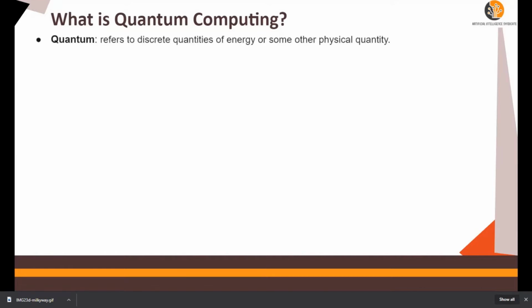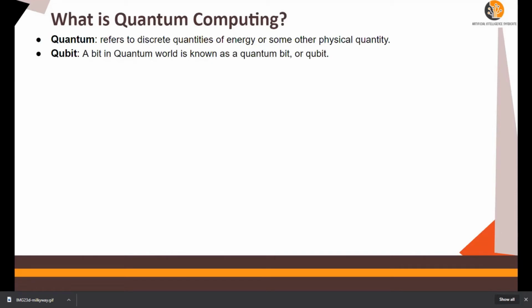Let's look at those. Quantum. The word refers to the discrete quantities of energy or some other physical quantity. As I discussed earlier as well, quantum computing is driven by quantum mechanics, which is physics at an atomic and subatomic level, where matter, energy, and momentum are quantized. Unlike classical computers that are based on sequential information processing, quantum computing makes use of three fundamental properties of quantum physics, which are superposition, interference, and entanglement. Entanglement is a correlation between two quantum particles.